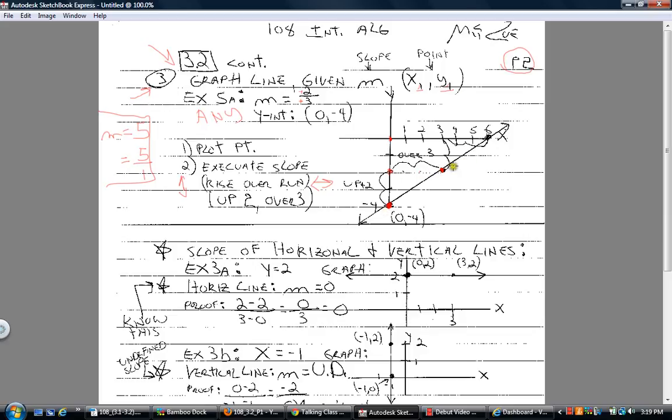Now that's all you need. Now that happens to be what? Can you tell me what that is by any chance? Looks like it's 3, negative 2. 3, negative 2 is a point. 2 points determine a line.